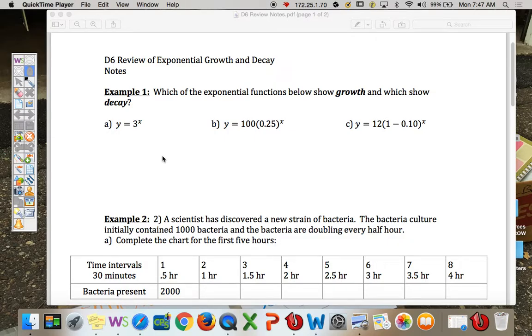We looked at an investigation where we investigated growth and decay. So we're going to do a review today so that we really have the material down. So the first example, which of the exponential functions show growth and which show decay?